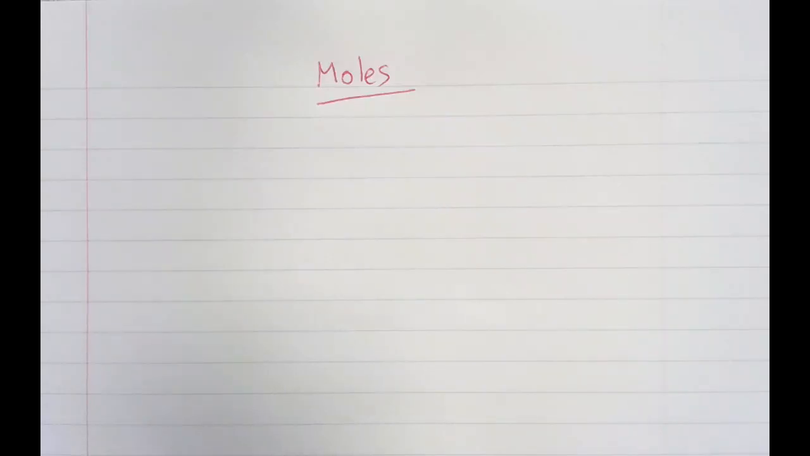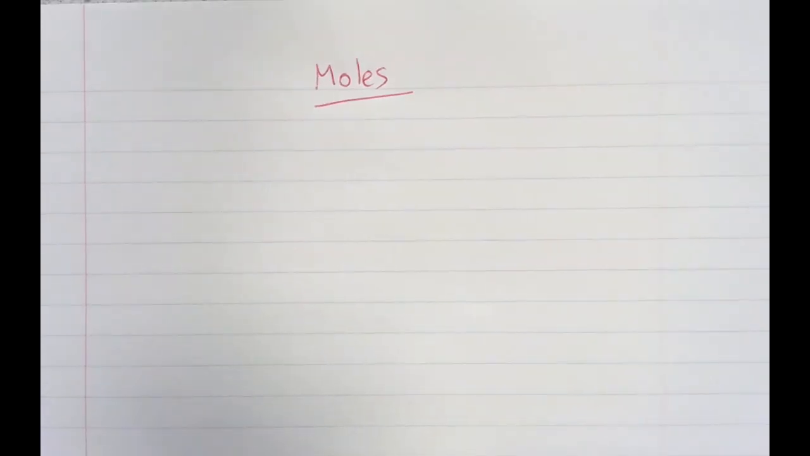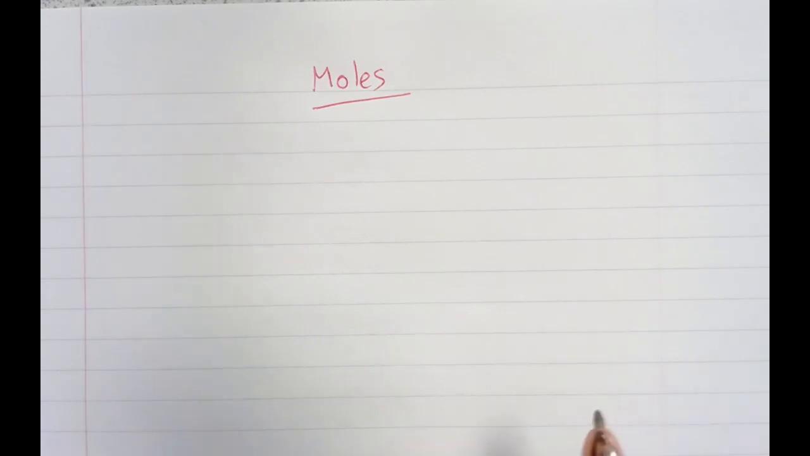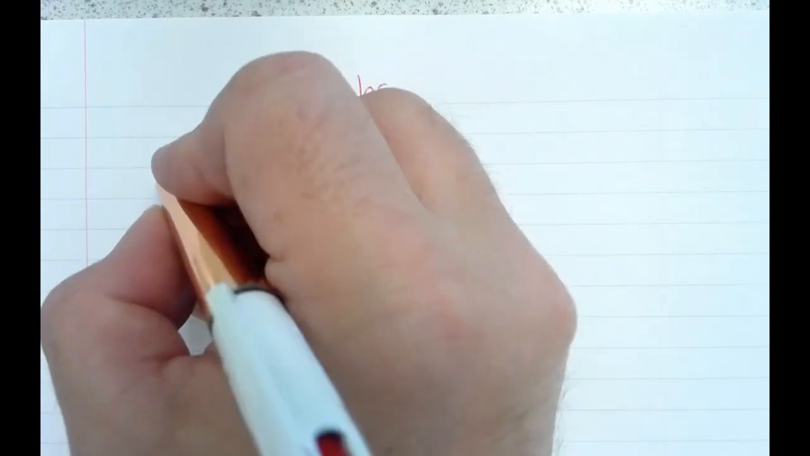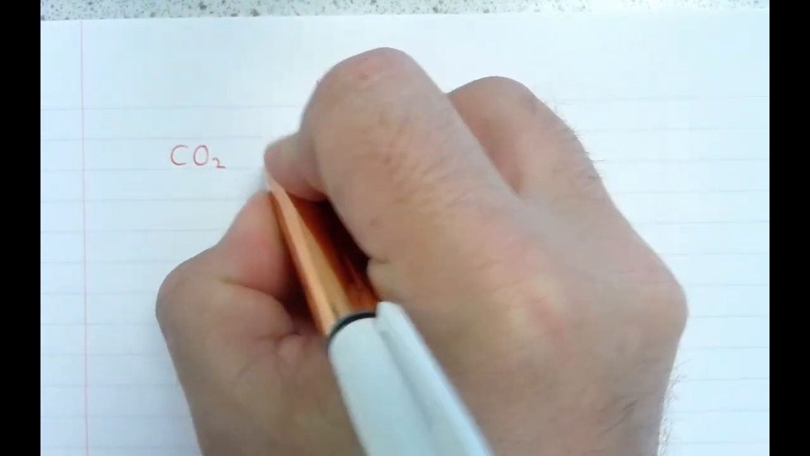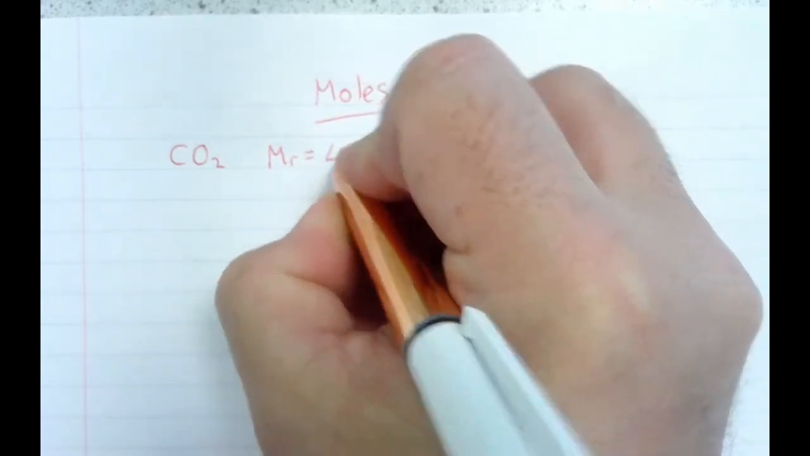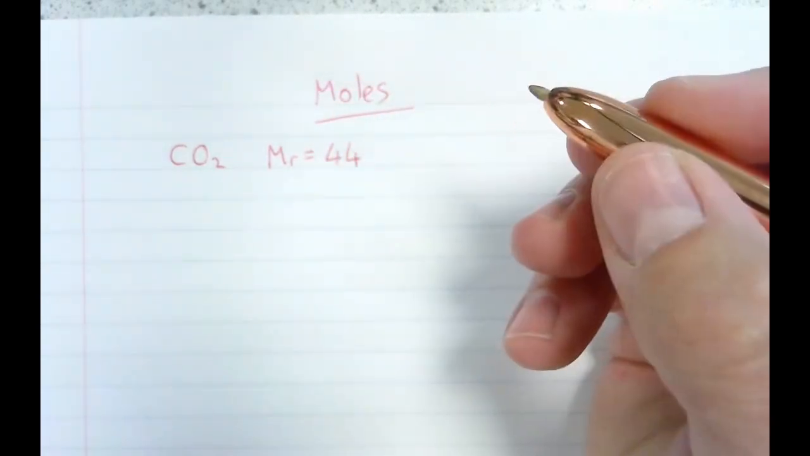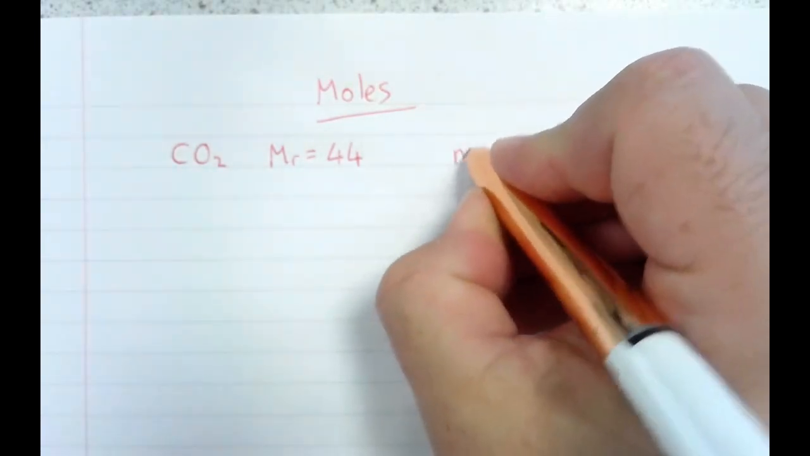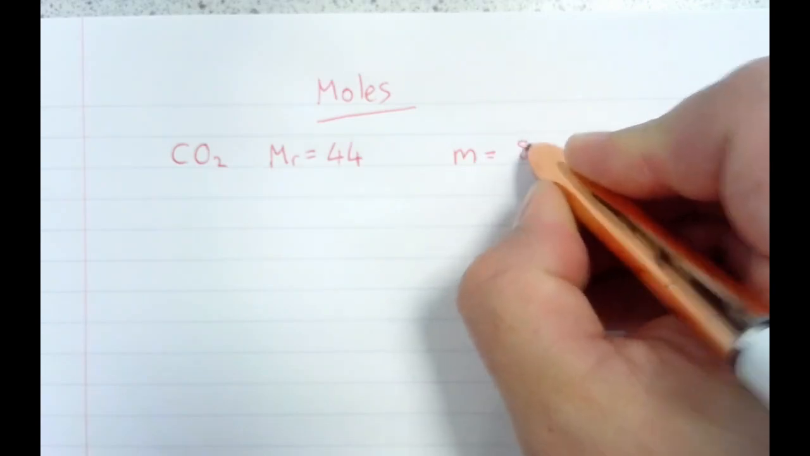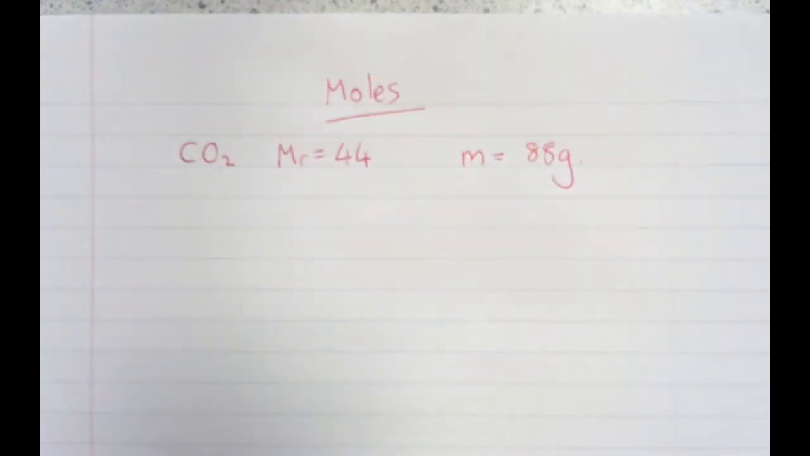This video looks at the idea of moles. When we use moles, it's a technique that chemists use to count things by weight. You will normally get given the formula of a compound. For example, carbon dioxide, which we've seen previously, has an Mr of 44. It will then also give you the mass of that substance that we have. So we might have 88 grams of that compound.